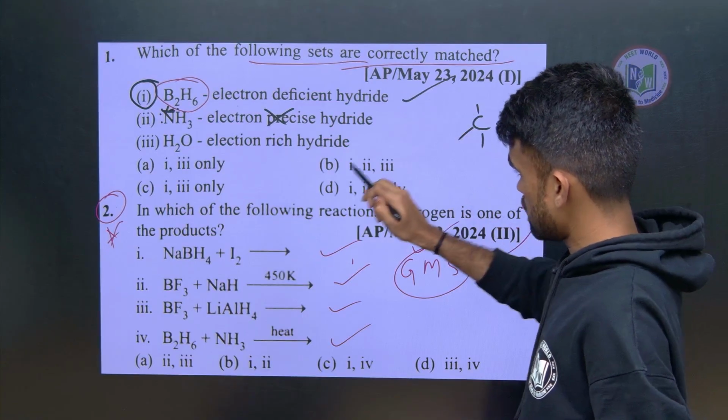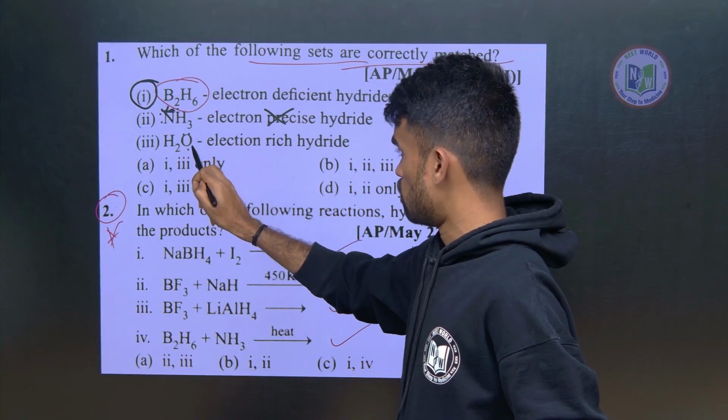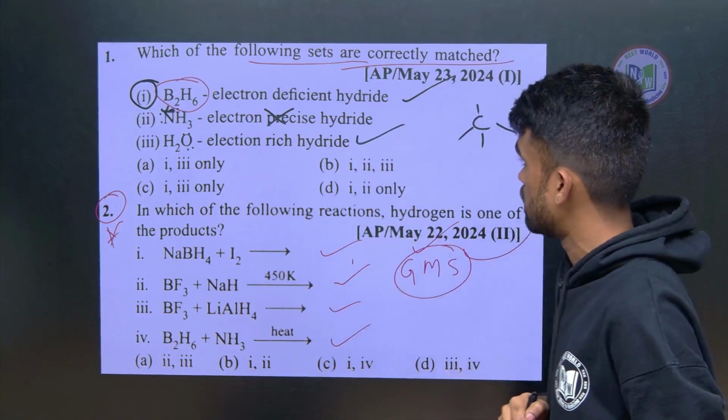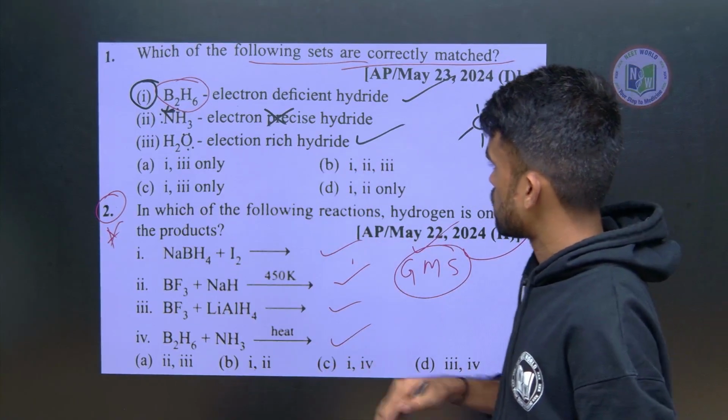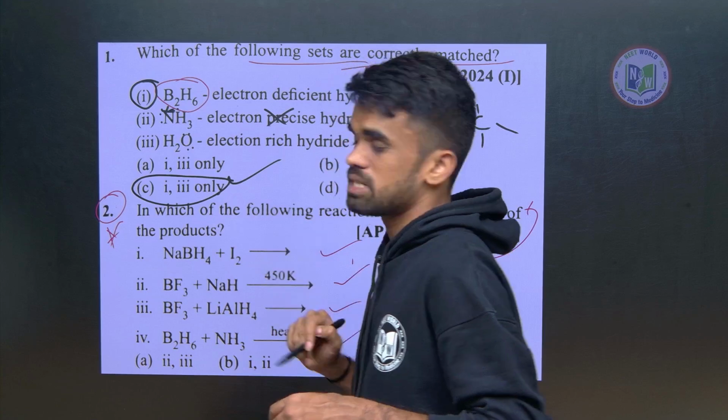First one is correct. Here in water, lone pairs are present on the oxygen, so this is electron rich hydride. So 1 and 3 are correct. Only 1 and 3 are correct. So option C is correct.